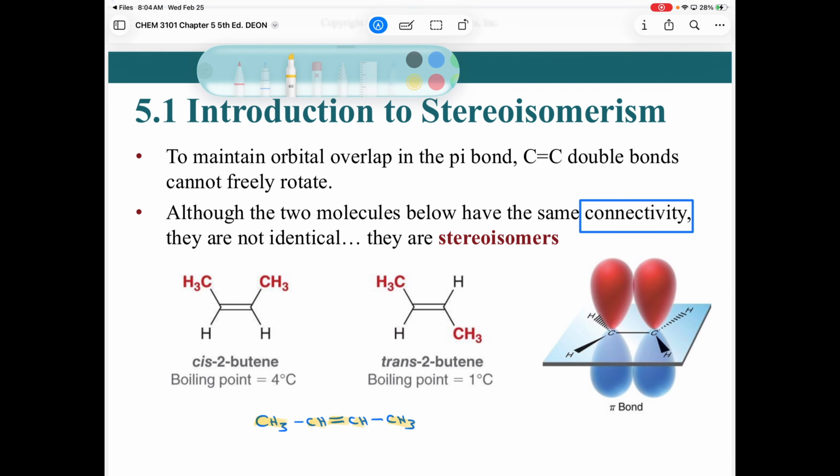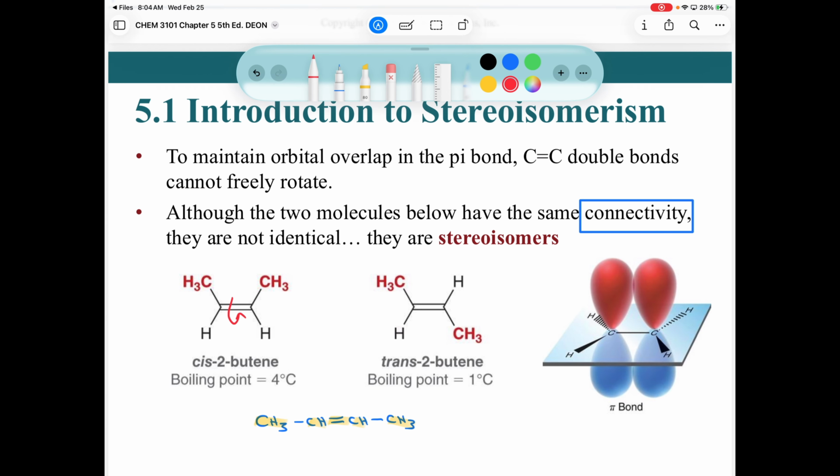Remember, there's no rotation around a double bond. You can't do that. A double bond is rigid. There's no rotation there. And so we see that in the cis, the 2 hydrogens are on the same side, or you could say the 2 methyls are on the same side. And in the trans, you see the 2 hydrogens are on opposite sides of each other.